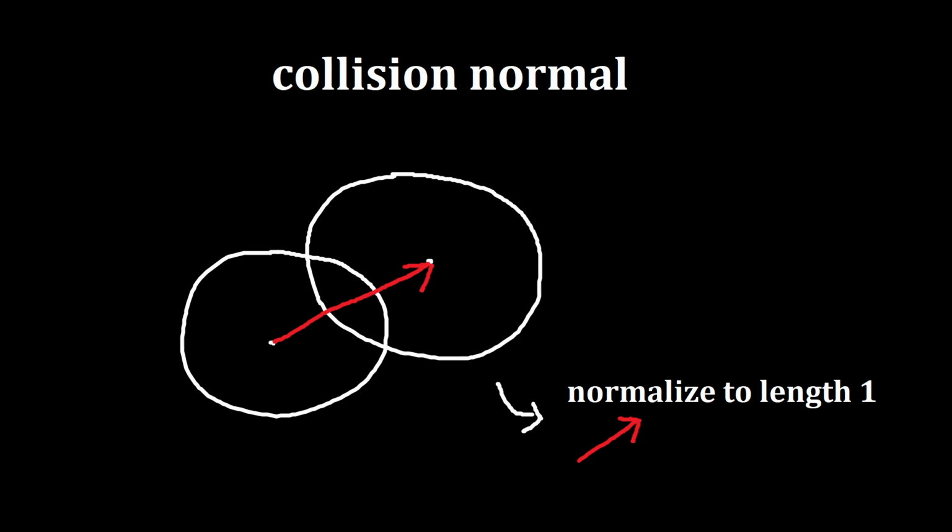We simply create a vector from the center of one circle to the center of the other. Then we normalize the vector, which means rescaling it to a length of 1. Just like that, we have all the data about the collision that we need. Two AABBs is a bit more complicated.